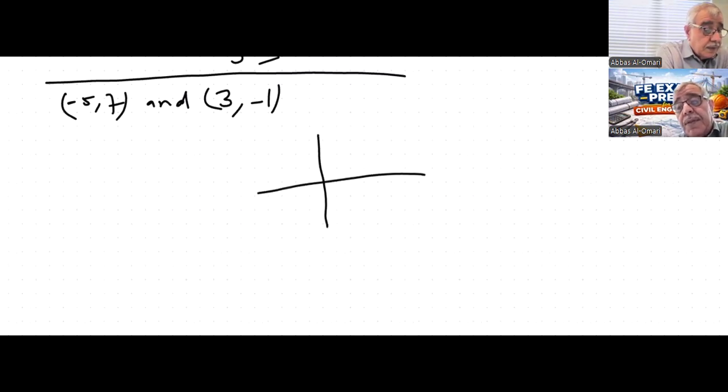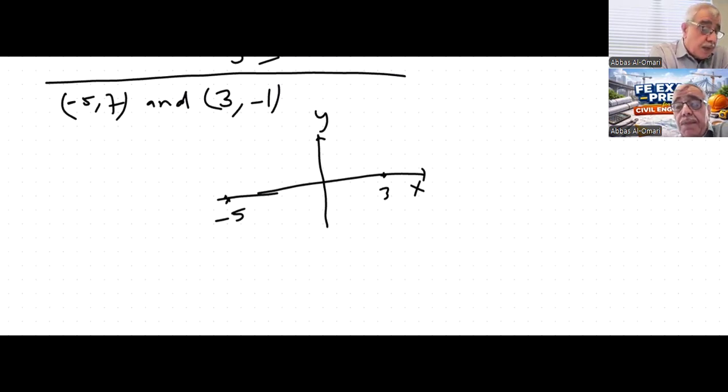This is the x, this is the y. So the x is -5. We have a point here, -5. And the other point is 3. So the distance between these 2 points is 8, which is 3 minus -5, which is 8. So half the length is 4.